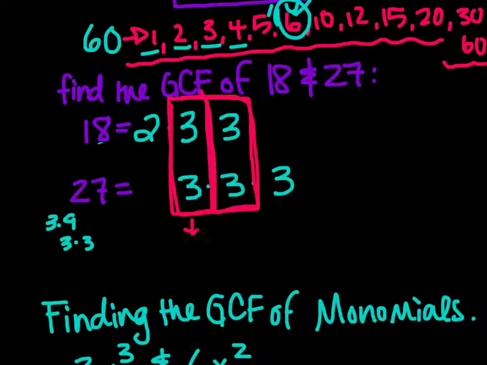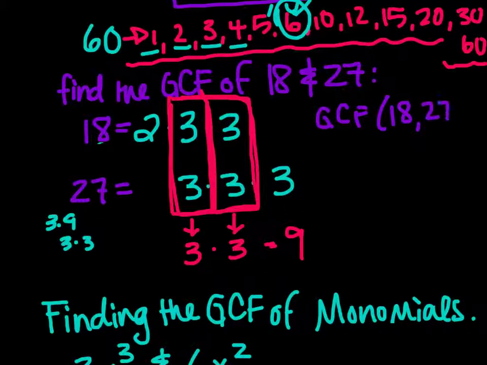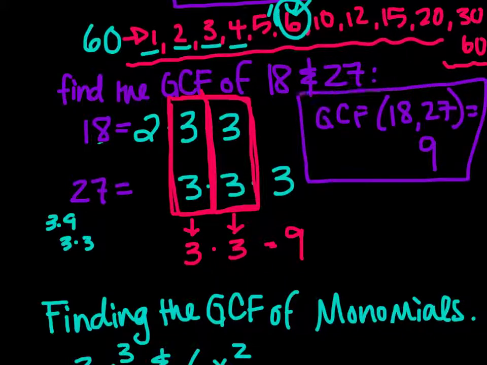So essentially we can take these 3s down. We have 3 and 3 here, and we get 3 times 3 equals 9. So the final answer for this is the GCF of 18 and 27 is equal to 9. There's our final answer.